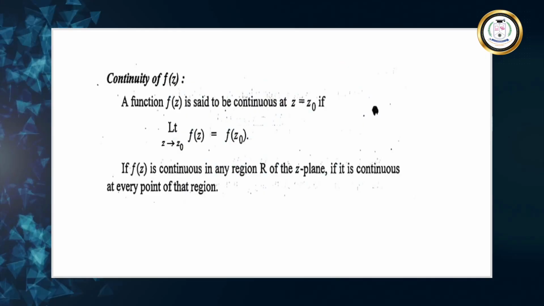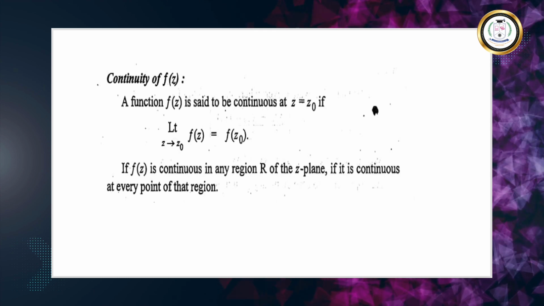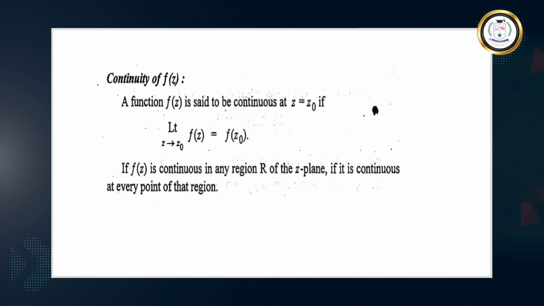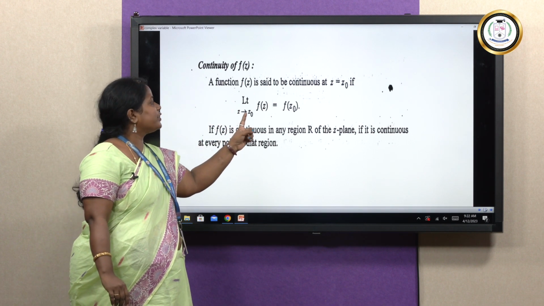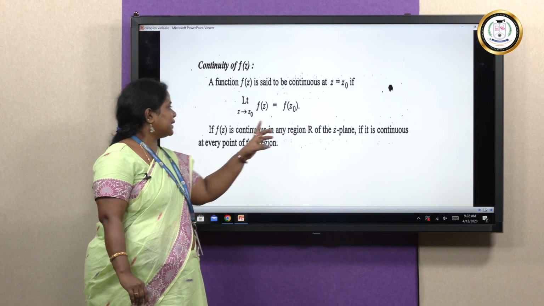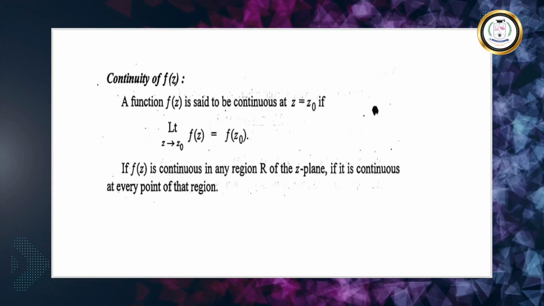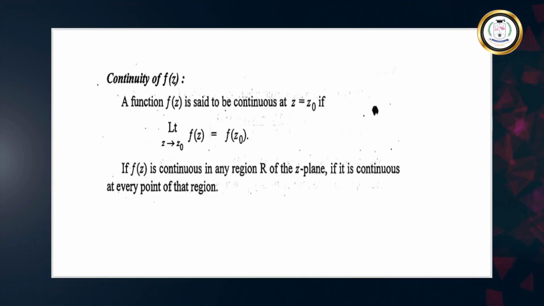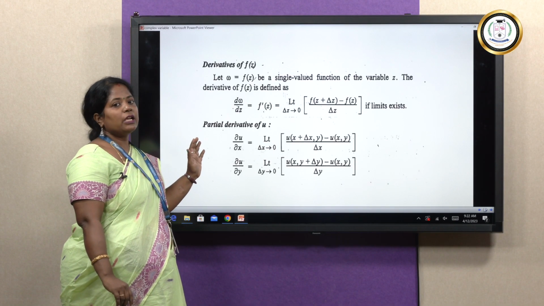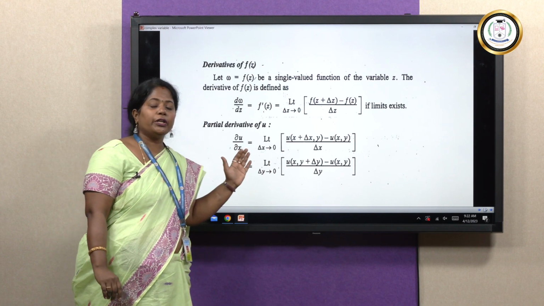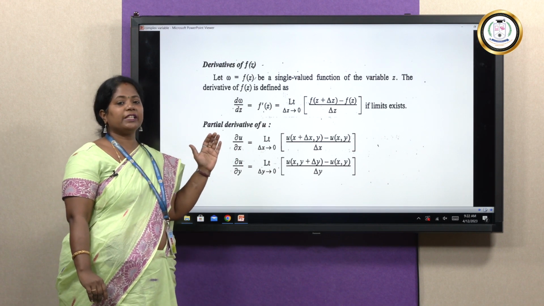Next, the definition of continuity of a complex variable. A function f of z is said to be continuous at the point z is equal to z0 if limit z tends to z0, f of z is equal to f of z0. If f of z is continuous in any region of the z plane, then it is continuous at every point of that region. Derivatives of f of z, a very important definition. Using this definition only, we are going to derive the Cauchy Riemann equations, the necessary conditions of the Cauchy Riemann equations.